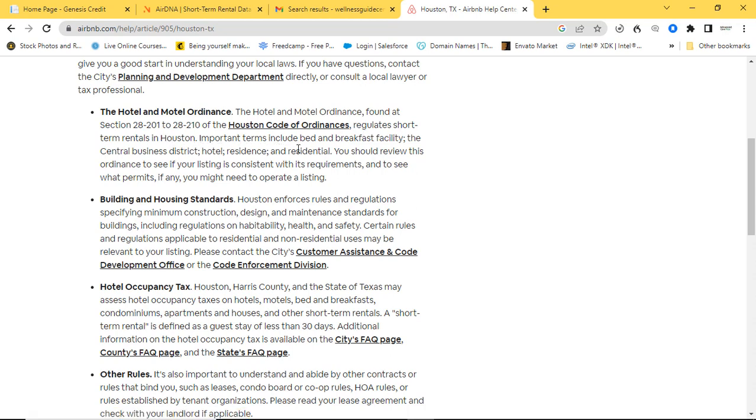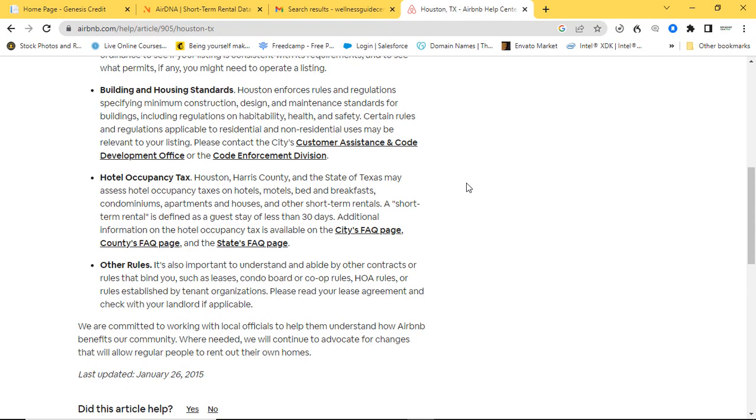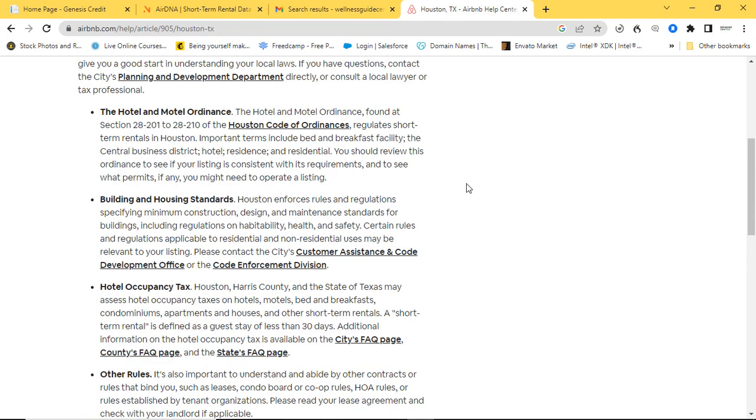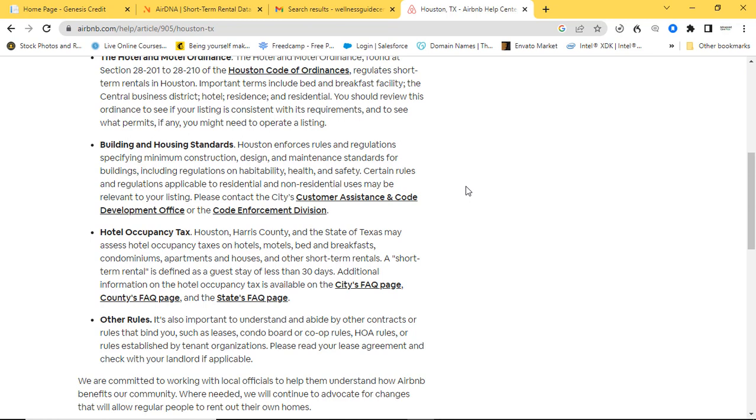Important terms include bed and breakfast facility, the central business district, hotel, residence, and residential. You should review this ordinance to see if your listing is consistent with its requirements and to see what permits, if any, you might need to operate a listing. So again, they're telling you the specific ordinance in Houston to go and look at so that you can get a great idea of what your minimum requirements are for operation and to make sure that you're meeting those requirements.